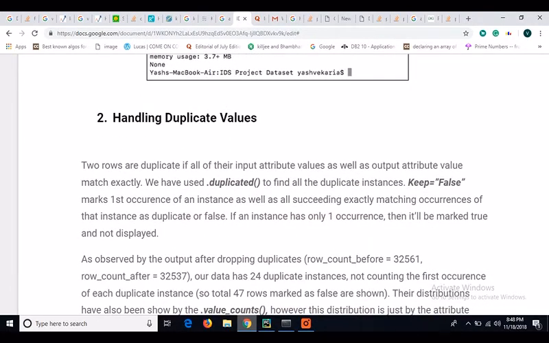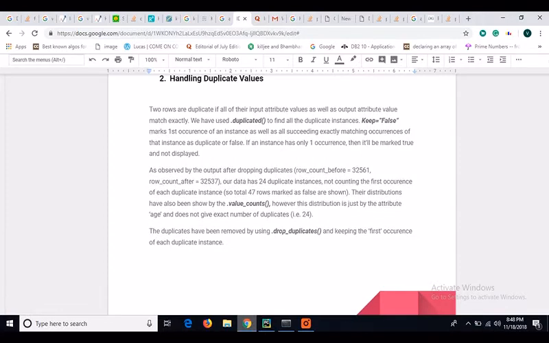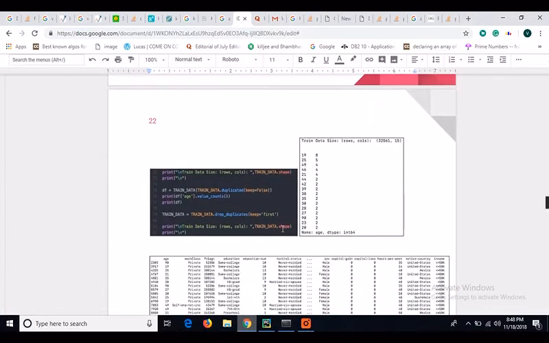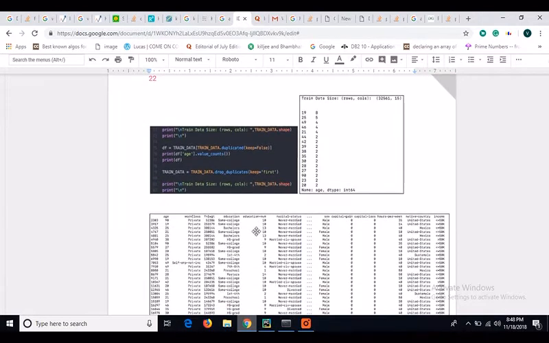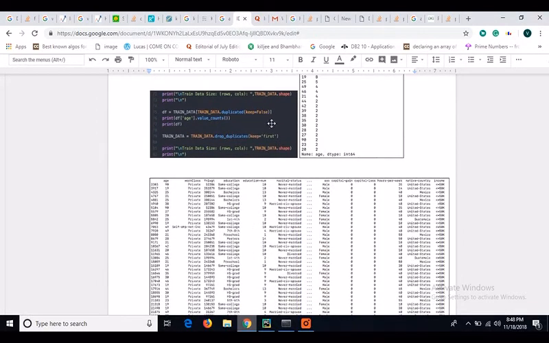Similarly, we have also handled the duplicate values using the duplicated function of the Python pandas data frame. This finds all the duplicated entries, that is, entirely duplicated instances or rows, and displays them by marking them as True. Now using the drop_duplicates function, we keep only the first unique entry and drop all the further duplicates.